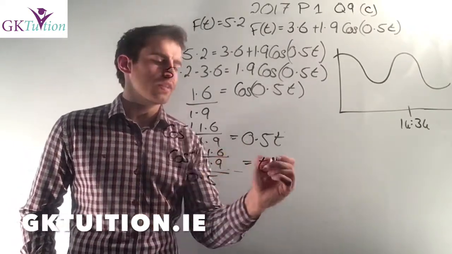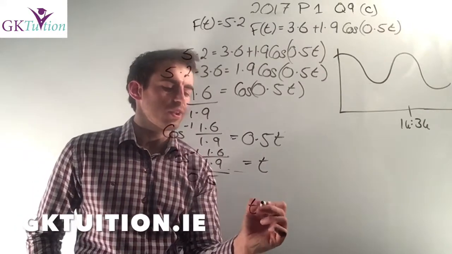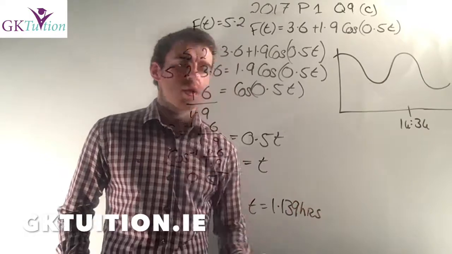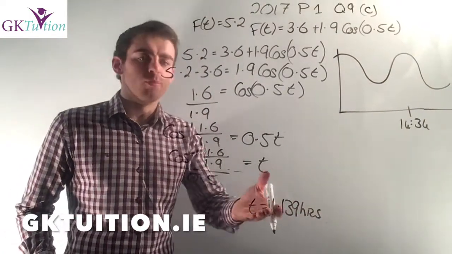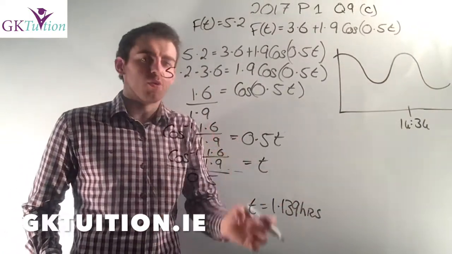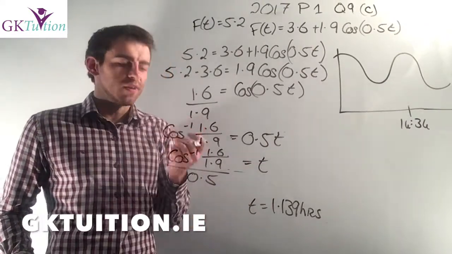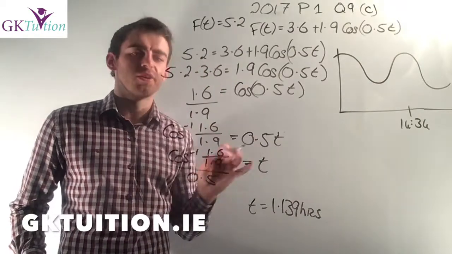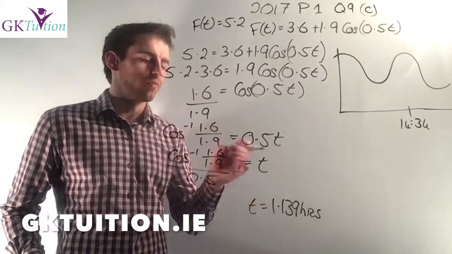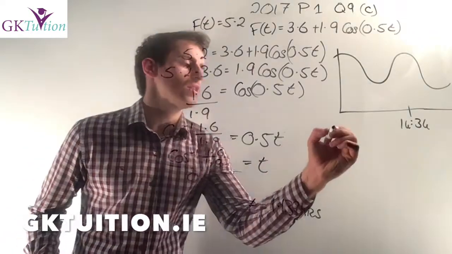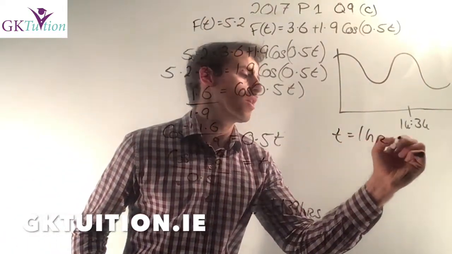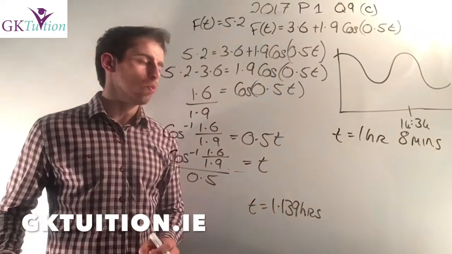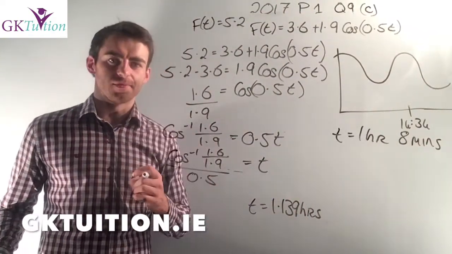Now if you plug all of this into your calculator, you're going to end up with t is equal to 1.139 hours. Now obviously we don't want this in 1 point something hours, we need it in hours and minutes. Which means if you press your DMS button, or your degrees, minutes and seconds button on your calculator, it will straight away convert 1.139 hours into 1 hour and 39 minutes. Sorry, 1 hour and 8 minutes. So 0.139 is equivalent to 8 minutes.